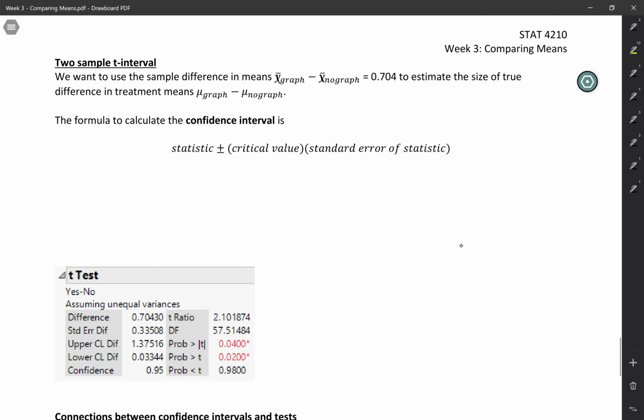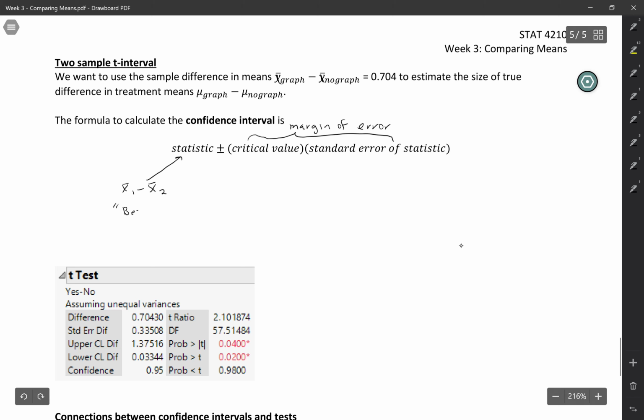Okay, so the formula to calculate a confidence interval is a statistic plus or minus a critical value times the standard error. Sometimes you hear about the margin of error. That's just a name for all of this. The critical value times the standard error, all of that together is called the margin of error. So let's go over these pieces. The statistic here is just the difference in the sample means. So you can sort of think about this as your best guess for the parameter. The value that you calculate from the sample would be your best guess.